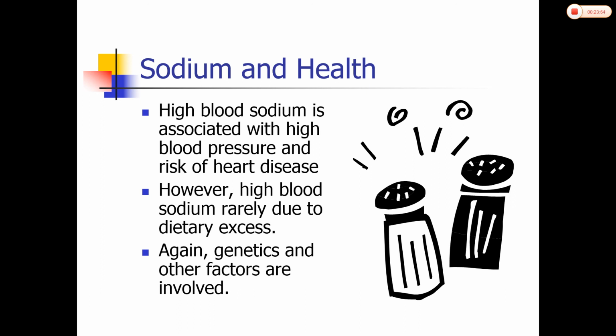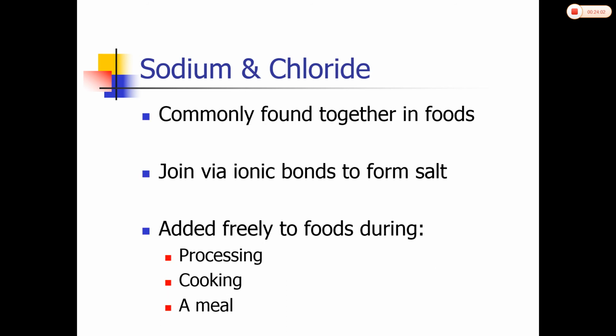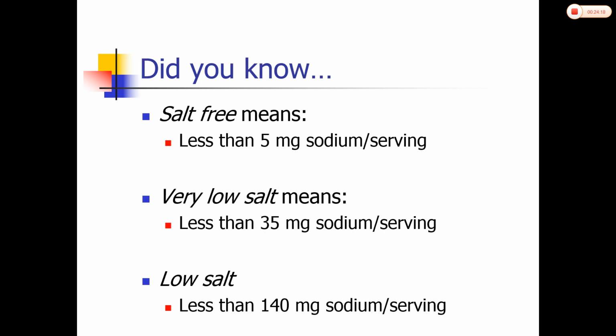However, high blood sodium is rarely due to dietary excess, and there could also be genetic factors involved. Commonly, sodium is found together in foods, and it joins via ionic bonds with chloride, making sodium chloride, which is salt, and this is added during food processing and cooking a meal.